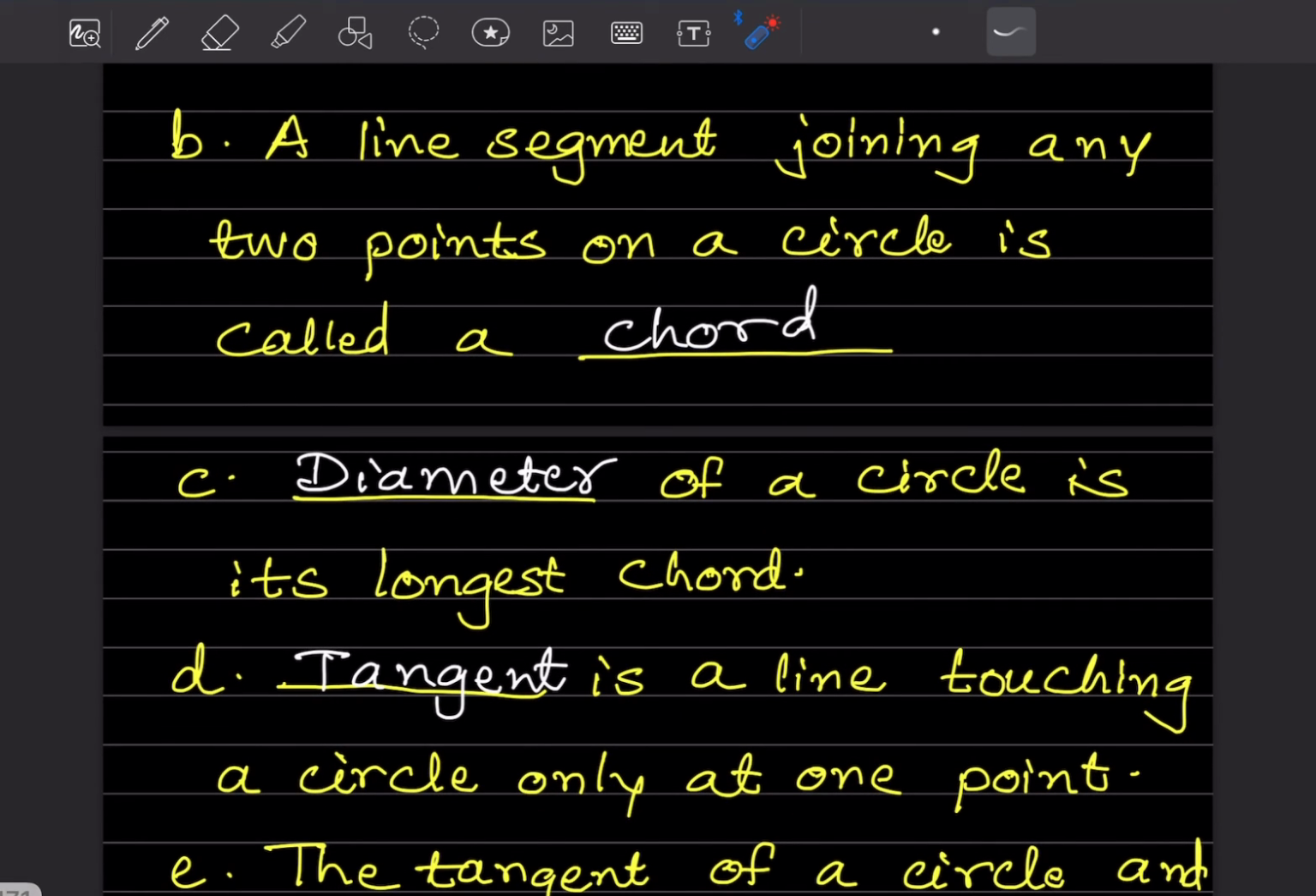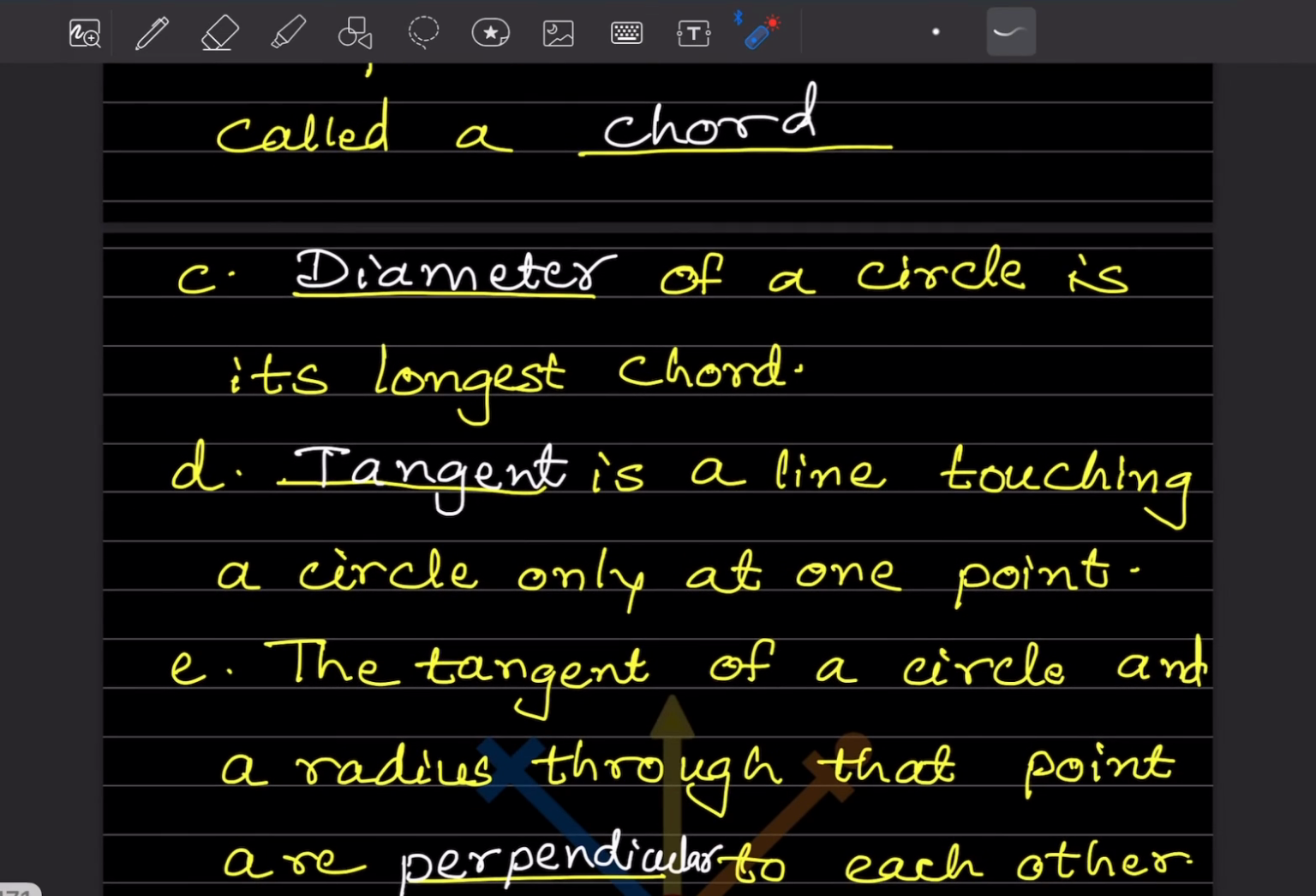Dash of a circle is its longest chord. So always the diameter is going to be, either like this or like this. This is also called the diameter. This is also the diameter. It can be any way, but that is the longest chord. Dash is a line touching a circle only at one point. So this is the point, and it will be like this. It is touching the circle, or it can be like this. Anyway, that is the tangent.